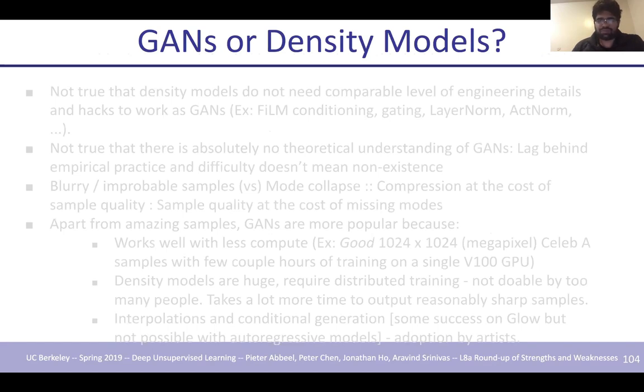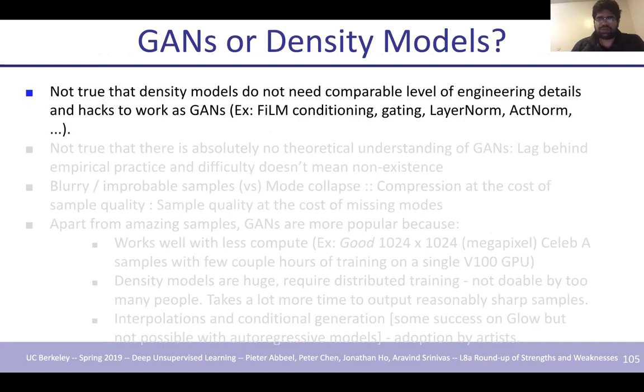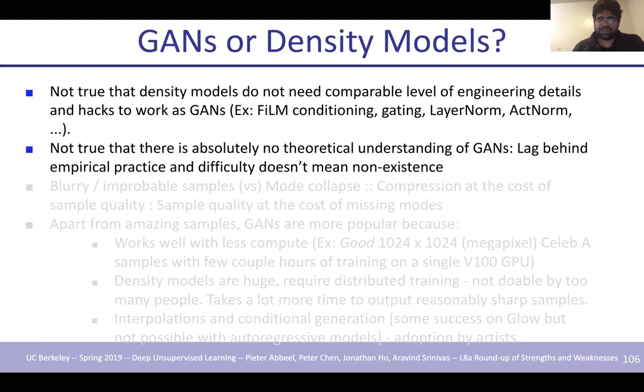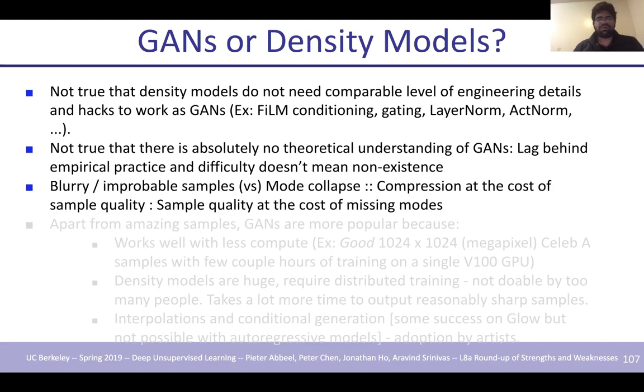So if you were to make a choice between GAN or density model, one would imagine you need a lot of engineering details for GANs, but it's not particularly true. Even for density models, the architectural engineering has been at a comparable level of detail and trickery that you need for GANs. And secondly, there is a lot of attempt at theoretically understanding GANs. So the trade-off between having blurry samples versus being okay with mode collapse is basically the same trade-off that you make when you care more about compression at the cost of sample quality versus wanting really good samples at the cost of missing some modes.